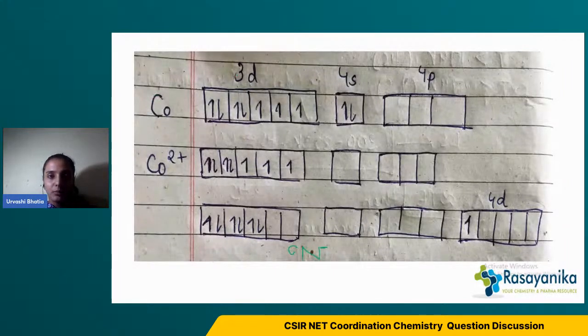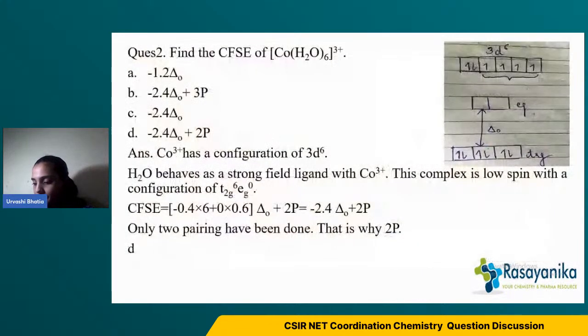So if we move on to the next question, now we need to find the CFSE of this complex. Okay, so cobalt is in the +3 oxidation state. Now you have to see this fact that with cobalt 3+, H2O acts as a strong field ligand here. Generally it is a weak field ligand, but with cobalt 3+, it acts as a strong field ligand.